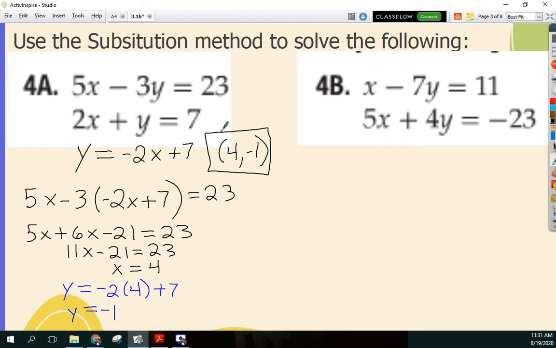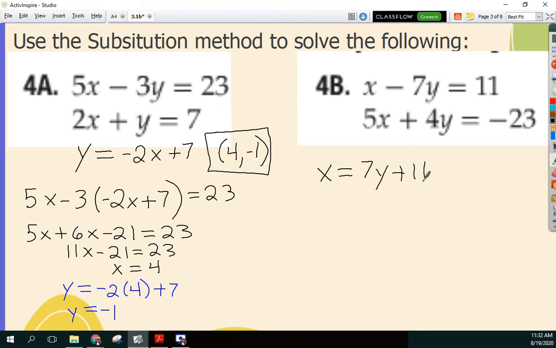Now, on my second question, I have x minus 7y equals 11, and 5x plus 4y equals negative 23. Again, I want to look and see, is there one variable or one equation that's going to be easier to solve for than the other? And in this case, it's going to be my x, and it's in my first equation. Again, because that leading coefficient is 1, it makes our lives a whole lot easier to solve for x. So we get x equals positive 7y plus 11 by adding that 7y to both sides.